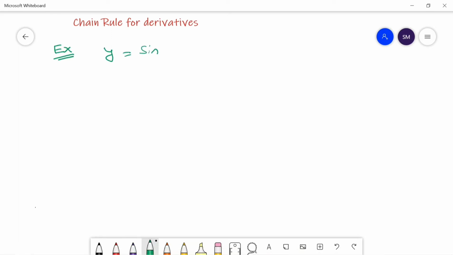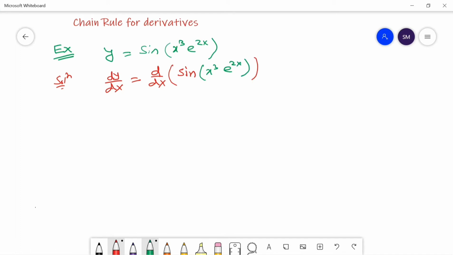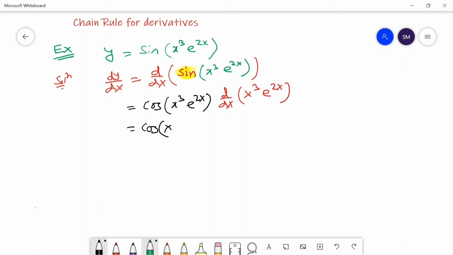Our next example is y equals sine of x to the power 3 e to the power 2x. Here we will solve this by the chain rule. First apply it on the sine, and then using the product rule you will have the derivative of x to the power 3 e to the power 2x. When we apply it on the sine, the sine derivative is cosine, so cosine of x to the power 3 e to the power 2x, then the derivative of x to the power 3 e to the power 2x.